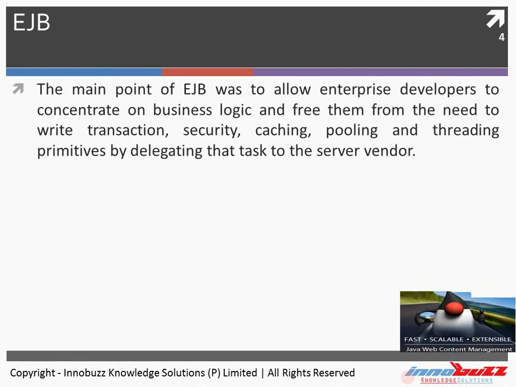The main point of EJB was to allow enterprise developers to concentrate on business logic and free them from the need to write transaction, security, caching, pooling, and threading code. These are some of the tasks which the EJB container will do by itself. Apart from these, there are many more services provided by the container to perform the tasks for EJB beans.